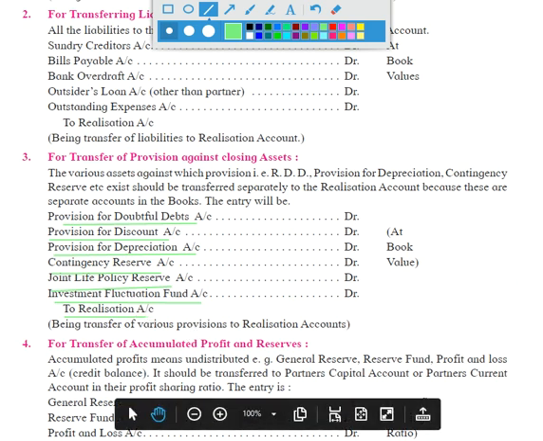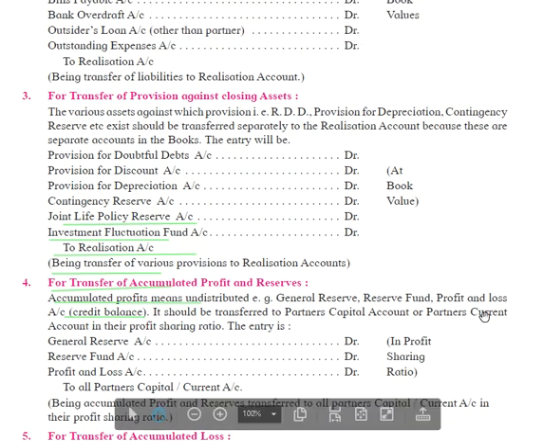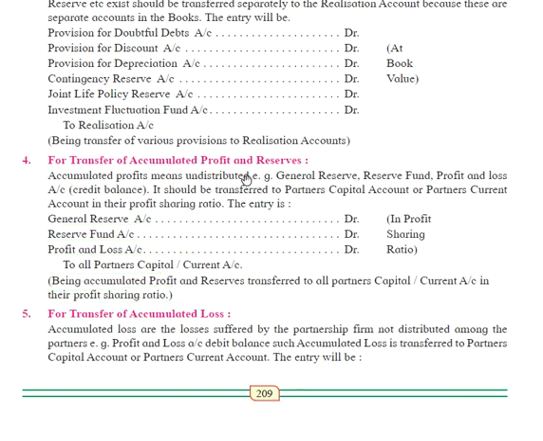And the fourth entry is for transfer of accumulated profits and reserves. Accumulated profits mean undistributed profits and reserves, like general reserve, reserve fund, and profit and loss account credit balance. They should be transferred to partners' capital account or partners' current account in the profit sharing ratio.